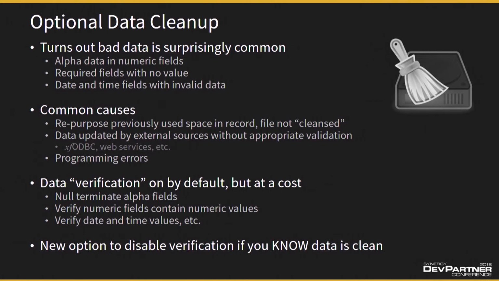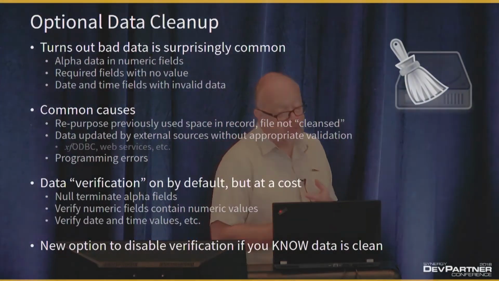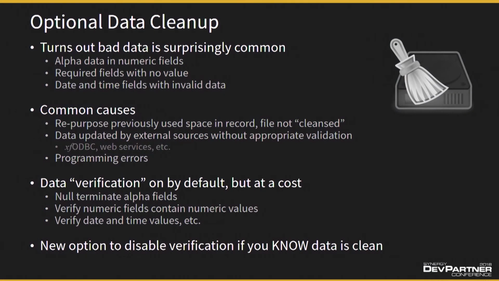Okay, optional data cleanup. It turns out that bad data in our ISAM files is surprisingly common, okay? Numeric fields that have alphanumeric values in them and date fields that don't have valid date values in them and things like that. It's surprisingly common. So by default, what the replicator does is every time it encounters a record, it looks at the value of every field and says, I know this is a numeric field. Does it contain a numeric value? This is a date field. Does it contain a date value?